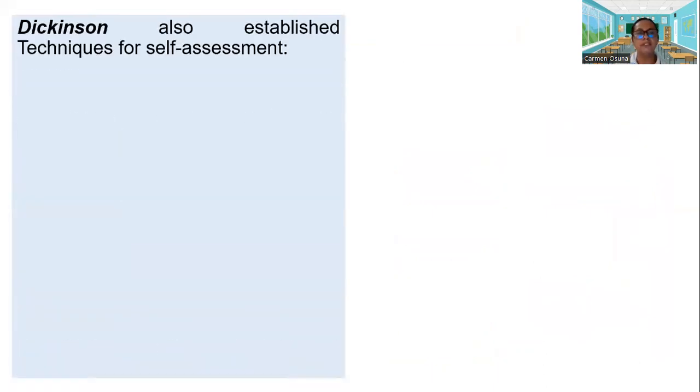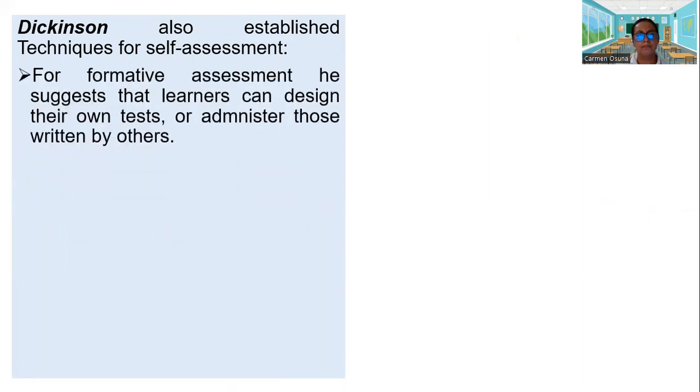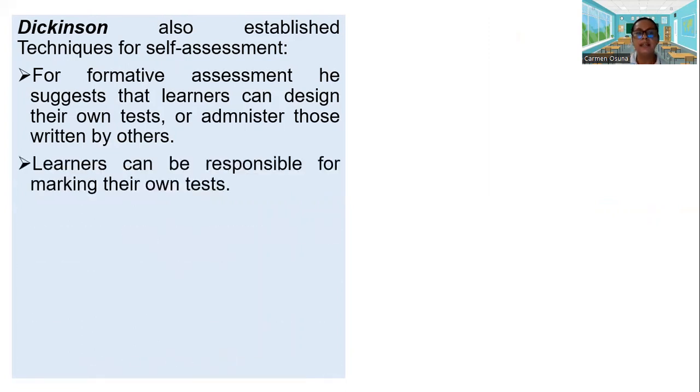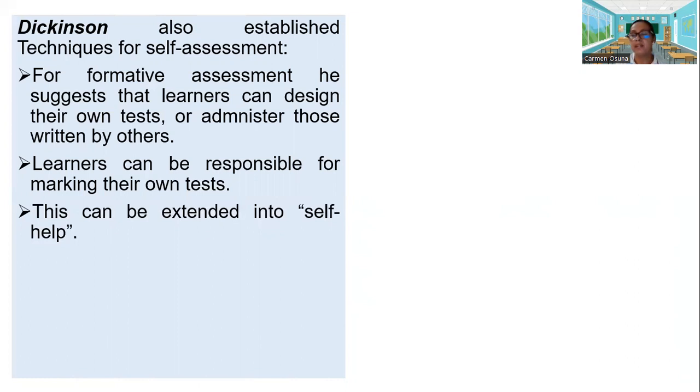Dickinson also established techniques for self-assessment. For formative assessment, he suggests that learners can design their own tests or administer those written by others. Learners can be responsible for marking their own tests. This can be extended into self-help. Students can get together to comment on the parts of the test without the teacher interference.